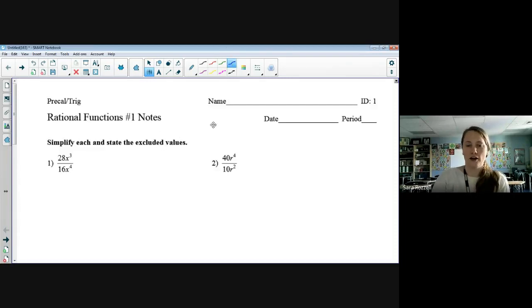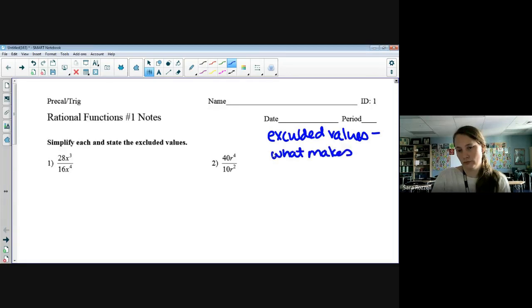So it's part of our domain as well. The excluded values, it's what makes the denominator equal to 0. And even if something gets canceled, if it was ever part of the denominator, you still want to include it in your excluded values. Okay.